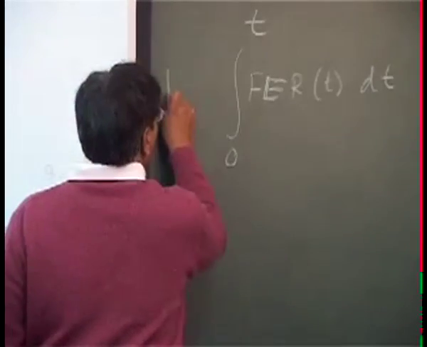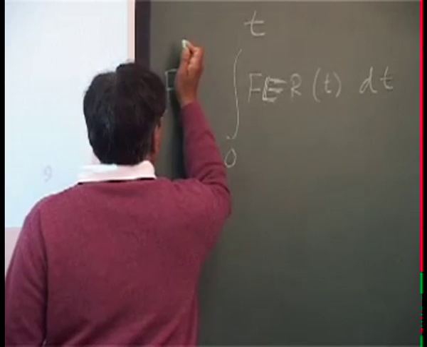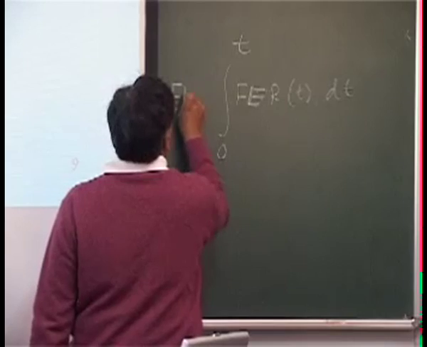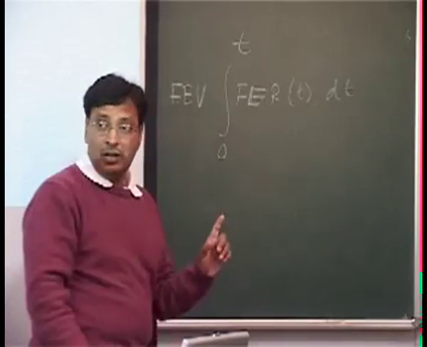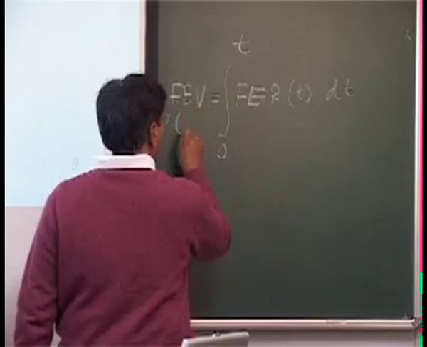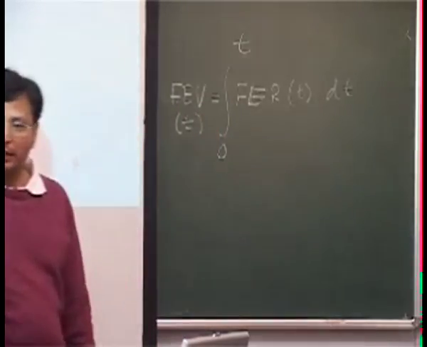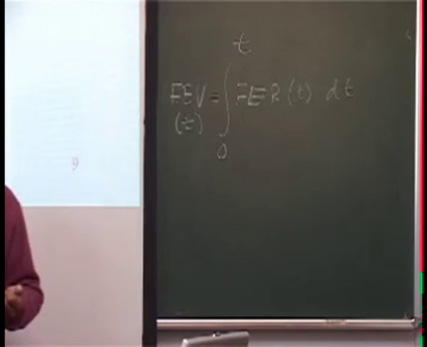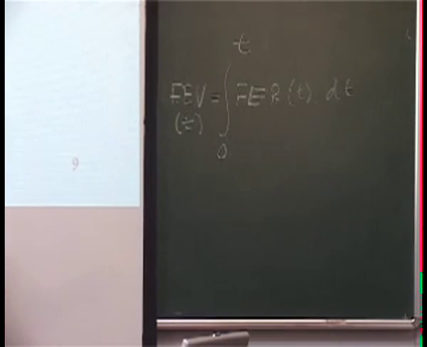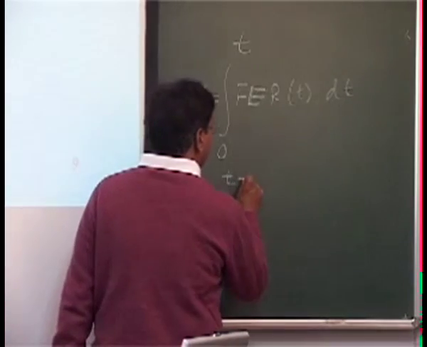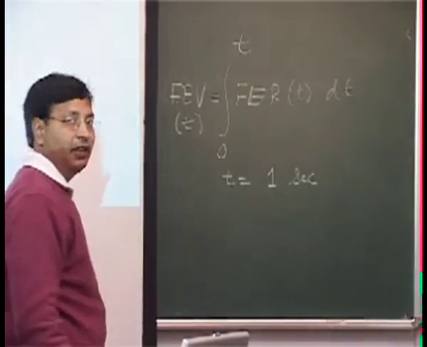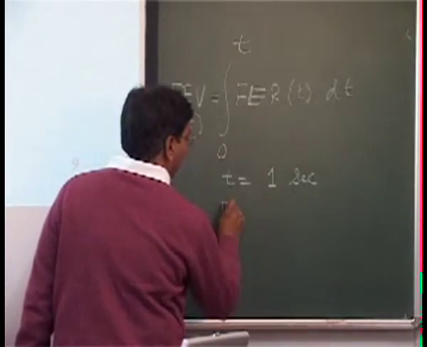And this will give me the volume, or I can call it FEV, not R, which is a function of time. This is the volume, a simple integration. This is also a very, very important parameter, forced expiratory volume. Suppose when t equals 1 second, this number FEV, we call this as FEV1.